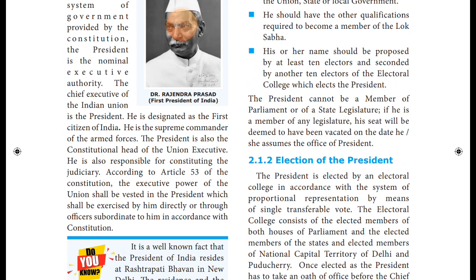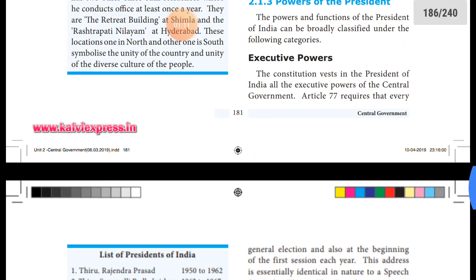The next, the legislature, you know that Parliament, Rajya Sabha and Lok Sabha. And the third organ of the central government, the Supreme Court of India, that means judiciary, the Chief Justice and others. Then the President. You know how he is elected. Then what are the qualifications? Then next, what are the functions? Functions of the President, what are the functions?